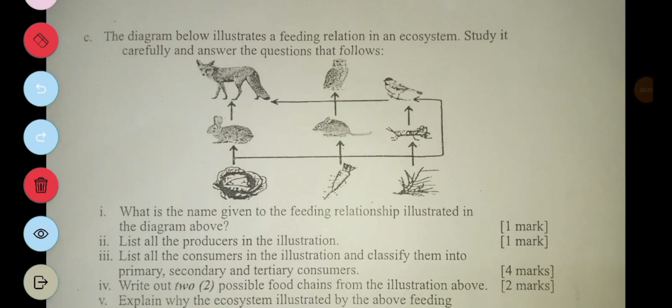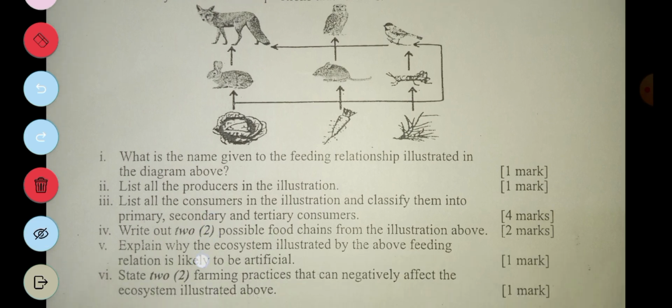So the diagram below illustrates a feeding relationship in an ecosystem. Study it carefully and answer the questions as follows. The first question says, what is the name given to the feeding relationship illustrated in the diagram above? The feeding relationship illustrated is a food chain.